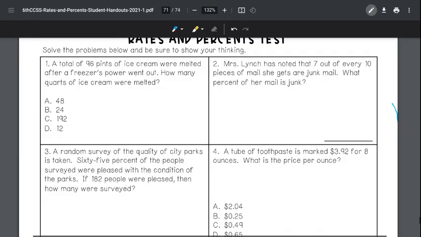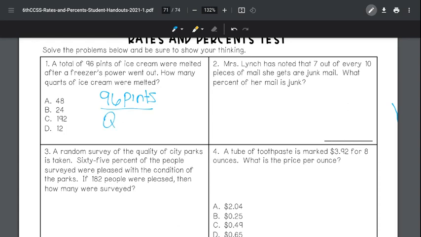Number 1, a total of 96 pints of ice cream were melted after a freezer's power went out. How many quarts of ice cream were melted? So I have 96 pints, and I want to know how many quarts that is. I know that 2 pints equals 1 quart. So cross multiply and divide to get 48. 96 pints is 48 quarts.